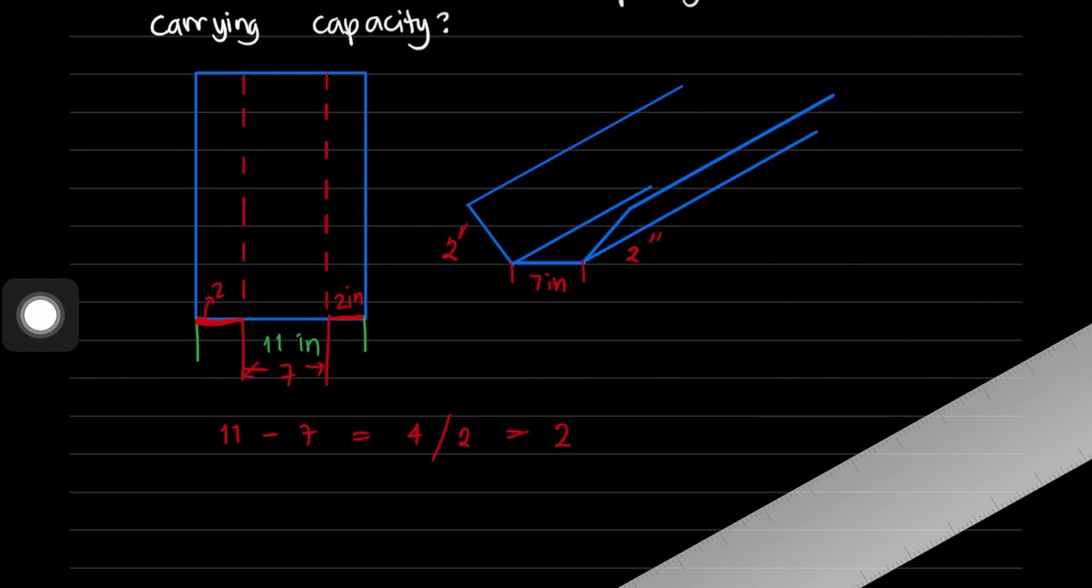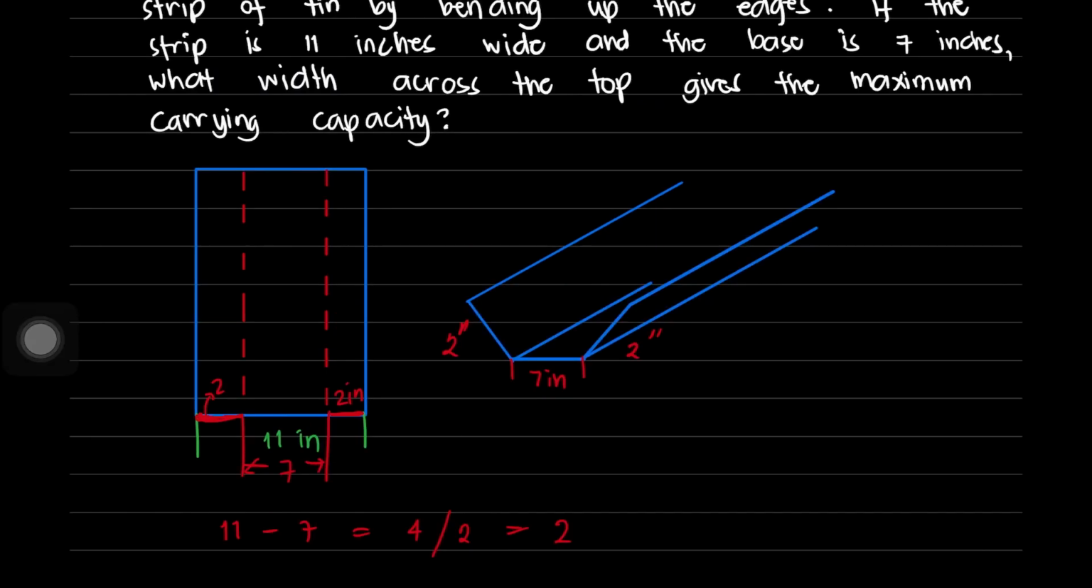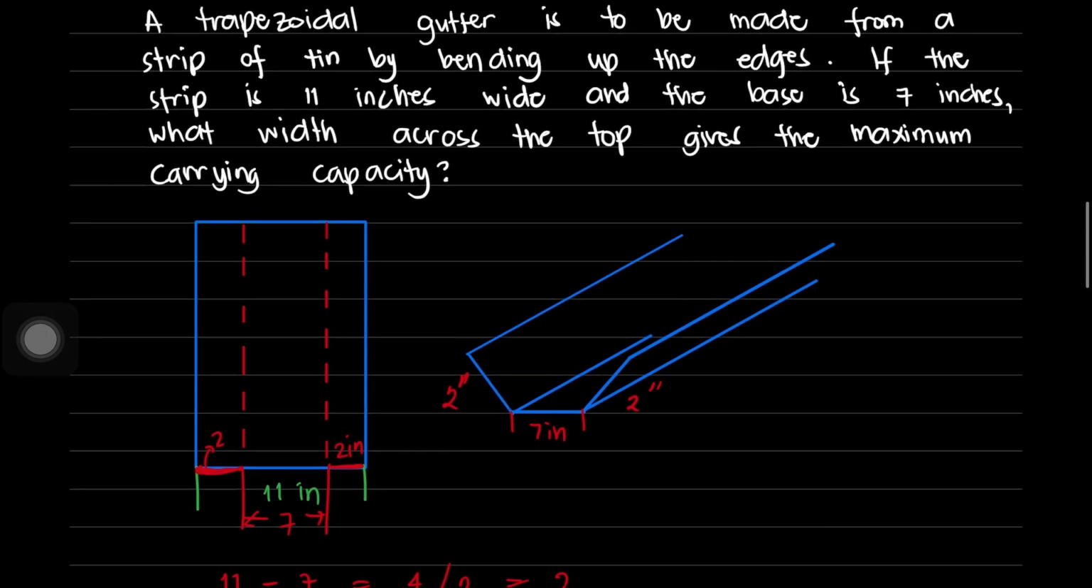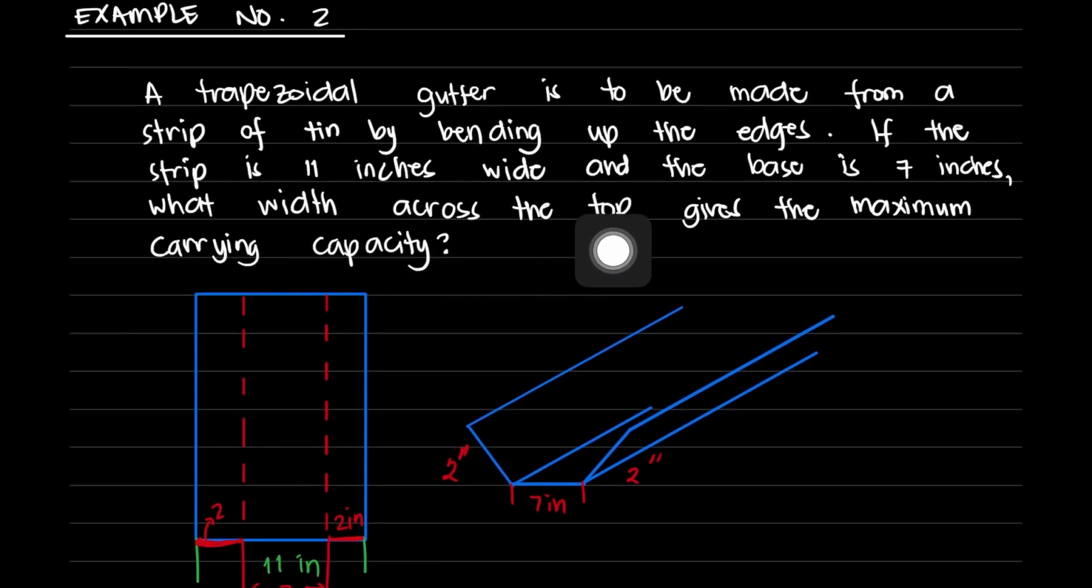So now that we are done with the illustration part, let us now determine the quantity to be maximized or minimized. Now, if we go back to the problem here, what width across the top gives the maximum carrying capacity? So basically, what we are going to maximize here will be the volume that this gutter can carry. However, the volume here is dependent on the cross-sectional area of this trapezoidal gutter. And that cross-sectional area will also be dependent on the width across the top. And that is actually what we are going to find out.